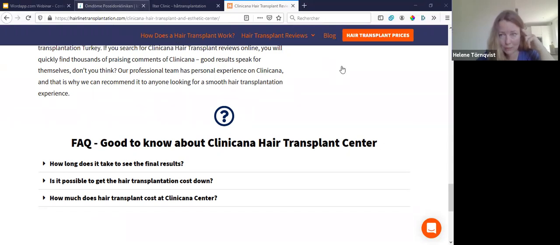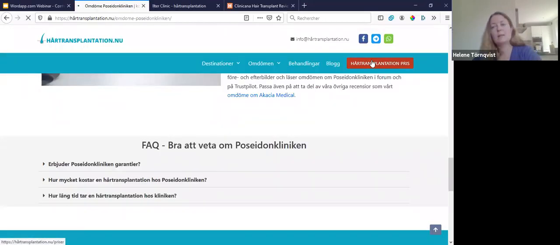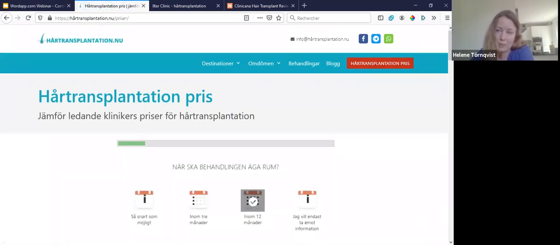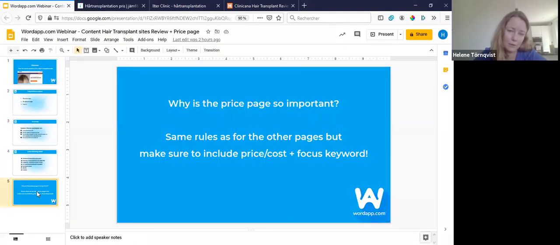Let's see if I can go back to this is the price page. So we'll leave the reviews for now, and I'll talk about the price page quickly. Same rules here. I just wrote, why is the price page so important? It's the same rules as for the other pages, but this is really important. Make sure to include the price, cost, plus your focus keyword.